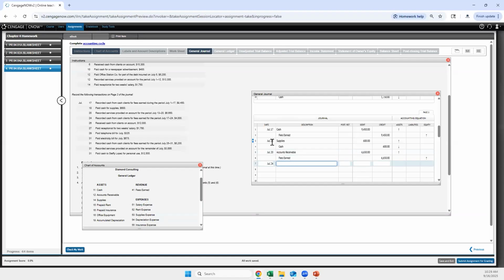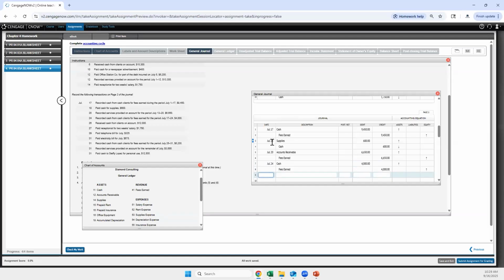July 24th, recorded cash from clients for fees earned during the period. So that's going to be a debit to cash, 4,000, and then fees earned. They really are just raking in the money at this point in the month.